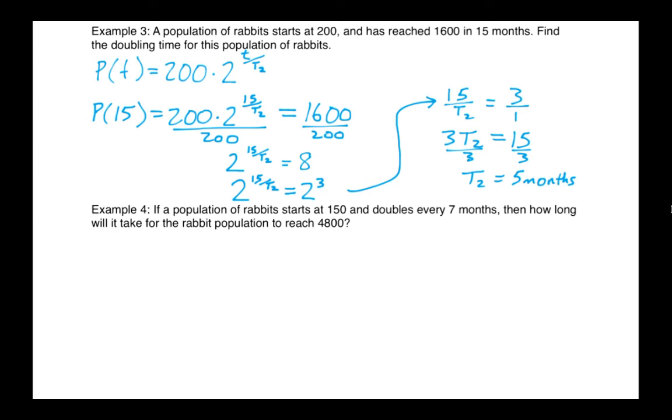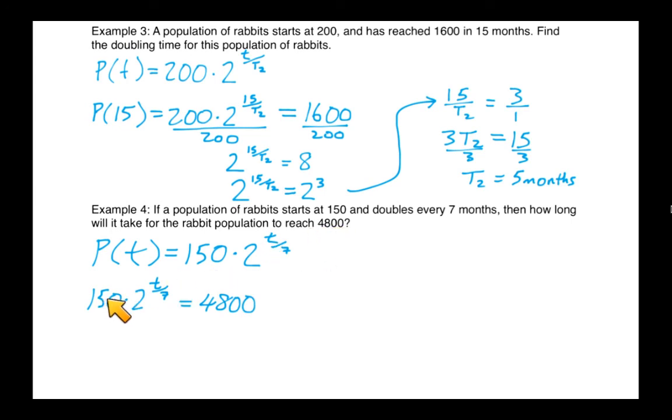And the final example here we have, if a population of rabbits starts at 150 and doubles every 7 months, then how long will it take for the population of rabbits to reach 4,800? So again, we're starting with the initial population. We're talking about doubling, so we've got 2 as the base. The exponent is t over 7, and the reason we're dividing by 7 is because that's the doubling time. What we want to do is figure out what is the time required for the population to reach 4,800. So we're equating the expression to 4,800.